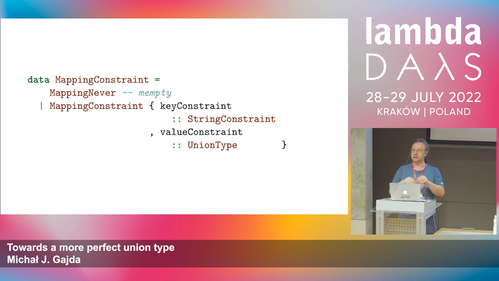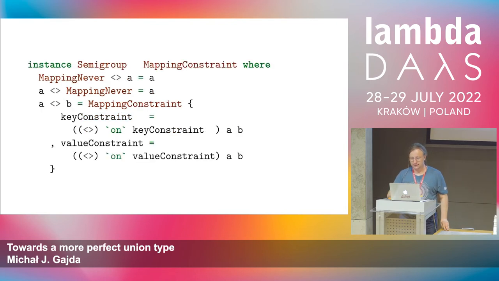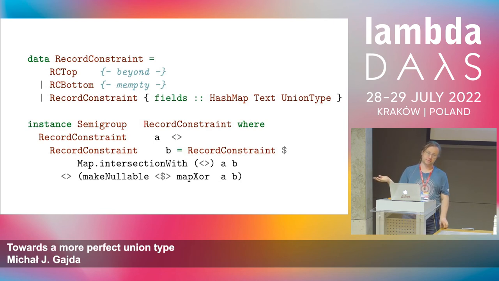And here is the constraint for the JSON dictionary. It can be one of two things. It can be either a mapping, in which case we have one constraint on the keys and one constraint on the values. On the values, an arbitrary union type, keys, an arbitrary string type. And associated implementation. Or it can be a record, right? Then it describes an object. Then record, RC top is basically a record with any possible field. RC bottom is a record with no fields, an empty record in JSON. Or a record constraint, which is basically a hash map from text to union type. In this case, we assume that these texts are constants for the field labels, and then there is a union type for each field.